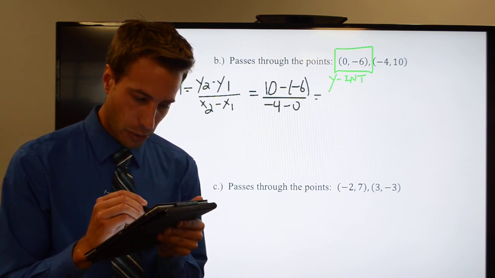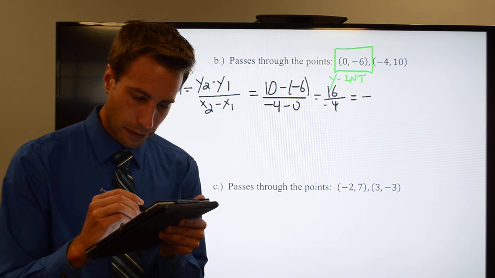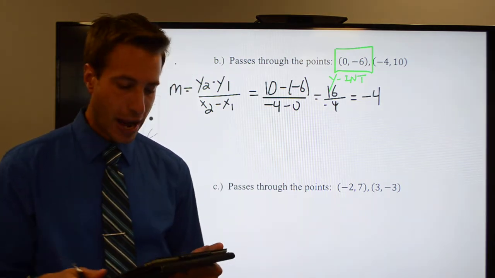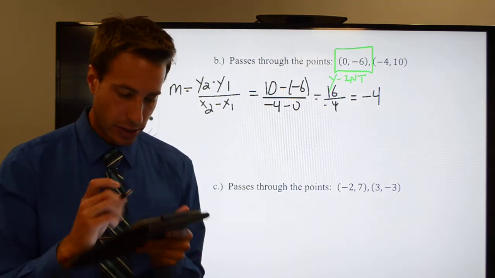Looks like I'm going to come out with 16 divided by a -4, which I believe is a minus 4. Should be a minus 4. All right, let's go ahead. Now I have everything I need. I now know the slope. I now know the y-intercept. Plug it into the equation.